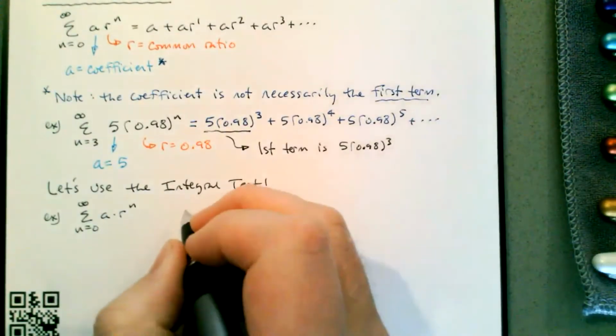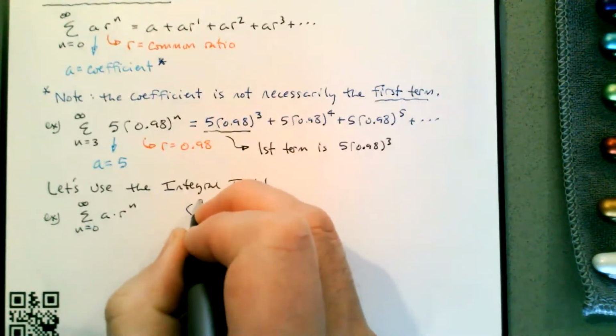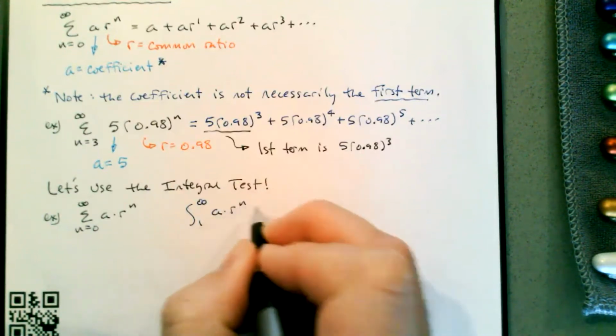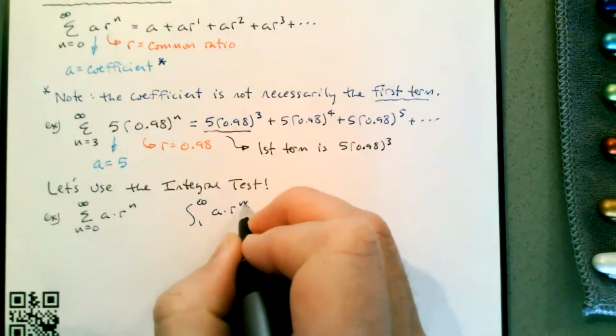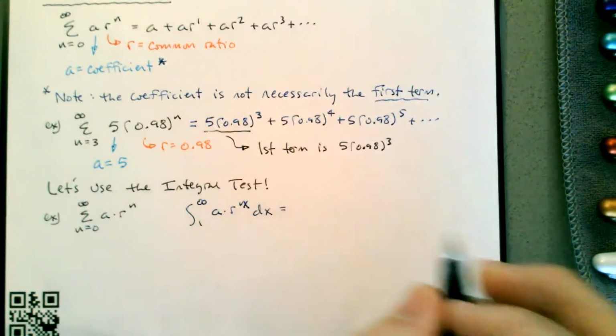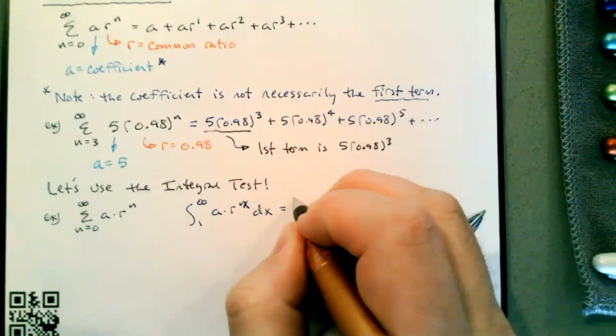So let's integrate from 1 to infinity a times r to the n. I should change it to an x. dx. So to do this, we're going to have to replace our infinity with a limit, because that's how we plug in infinity.